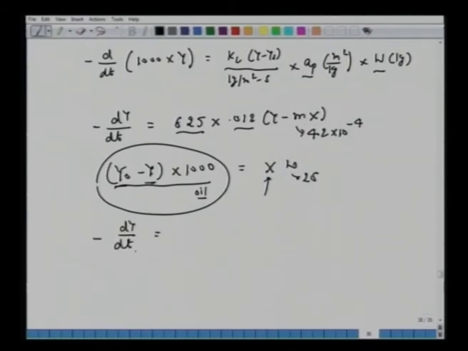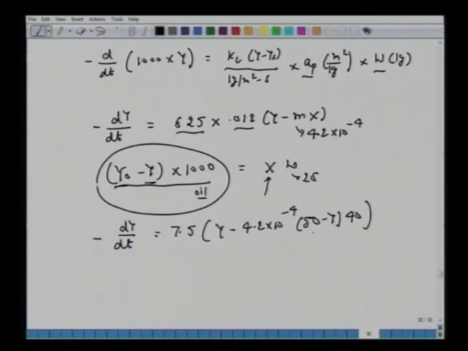dy by dt will be equal to, multiplied by this, 7.5, into (y minus m), m is 4.2 times 10 to the power minus 4, into x, which is now (50 minus y) times 1000 over 25, so 25,000 by 25, we have now 40.